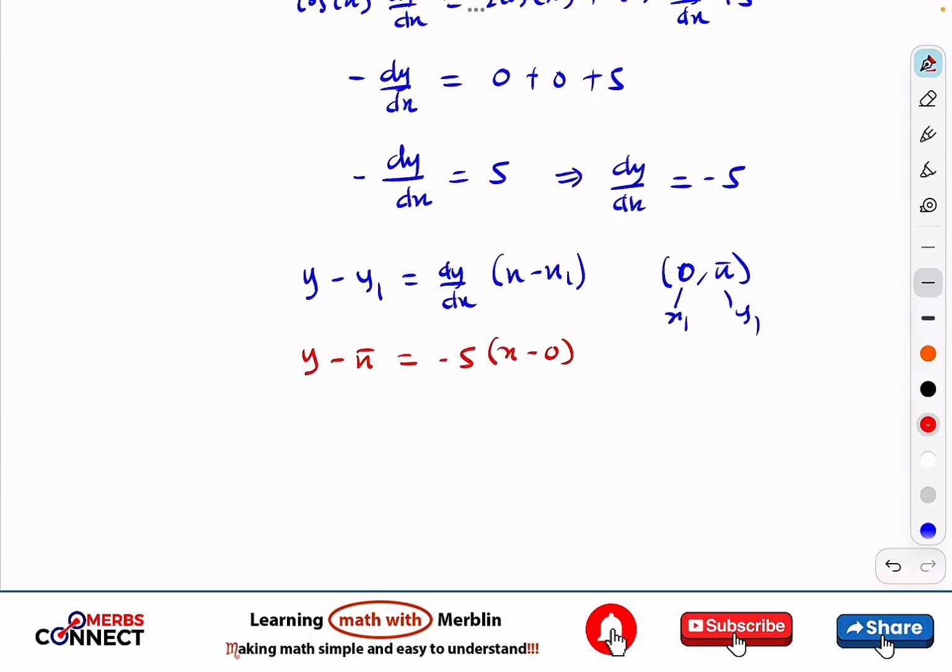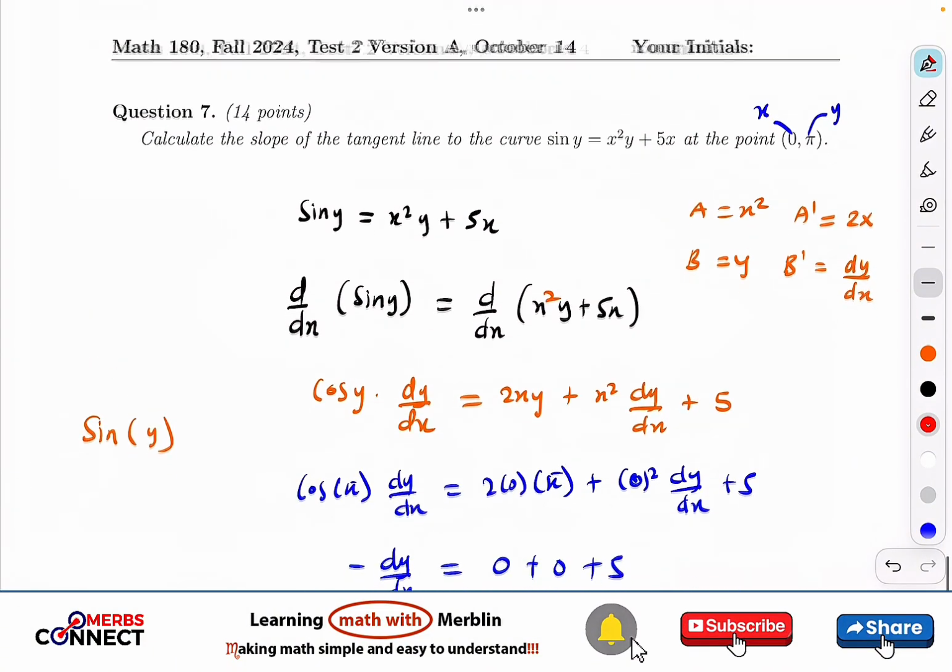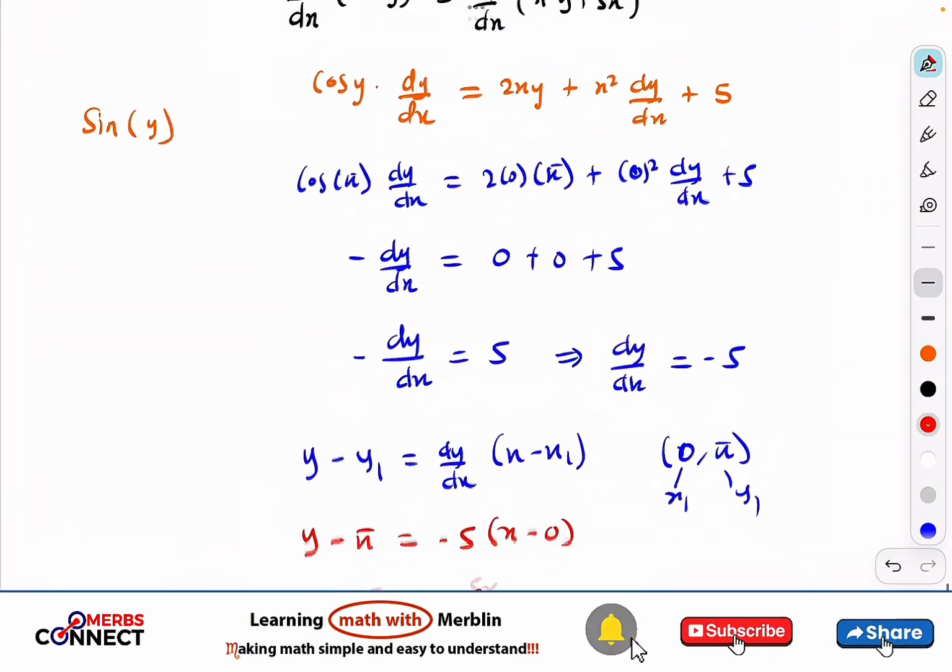And we can just write this as y minus pi is equal to -5x, and y is equal to minus 5x plus pi. This is in the form of the slope intercept. So that is basically what I have for you here.